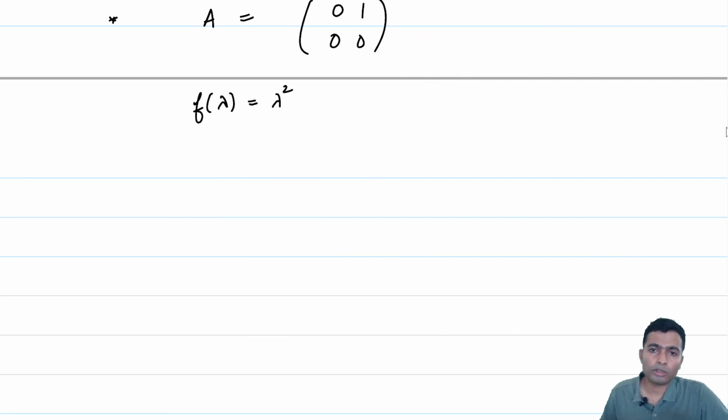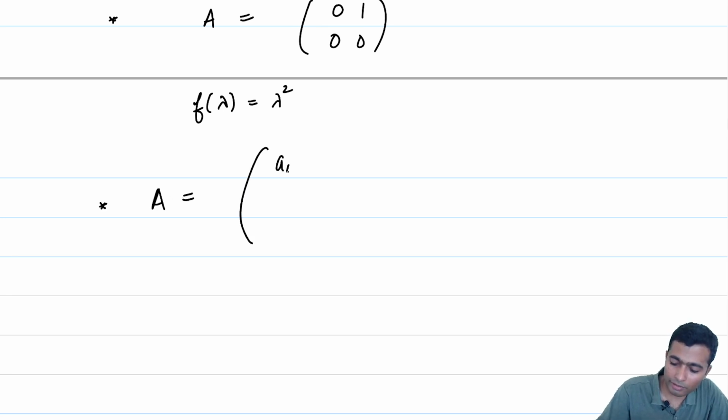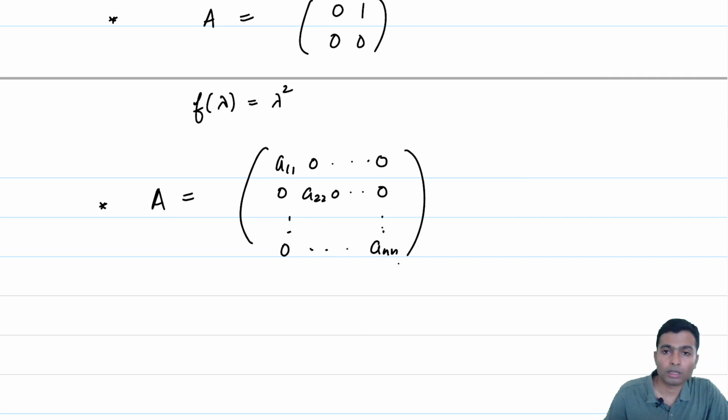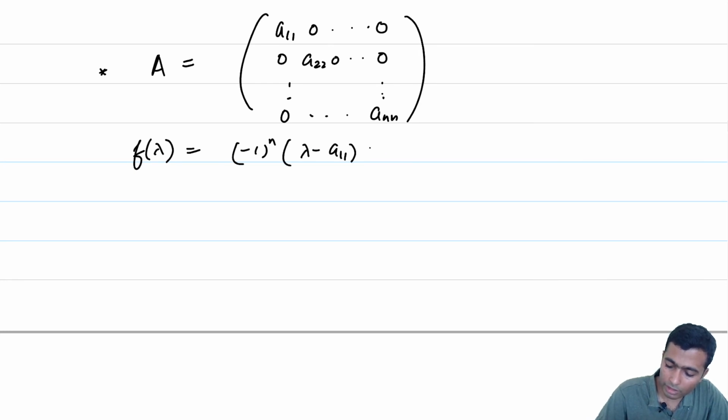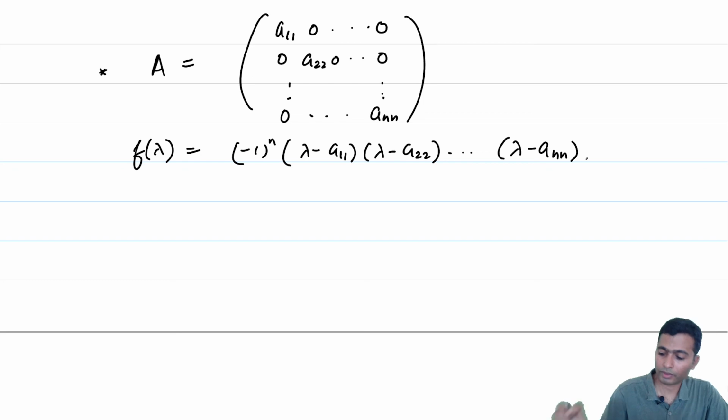So what can we say about when our given matrix A is a diagonal matrix? That's the case when it is quite interesting. If A is something like A11, 0, 0, A22, and so on, we know exactly what the characteristic polynomial of A is. Here f of lambda is equal to minus 1 to the power n times lambda minus A11 into lambda minus A22 up to lambda minus Ann. So in the case of a diagonal matrix, the characteristic polynomial necessarily splits.